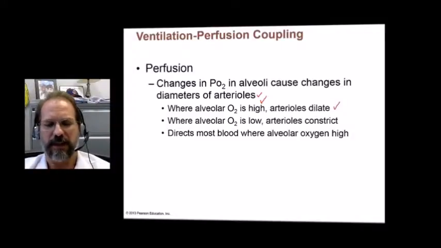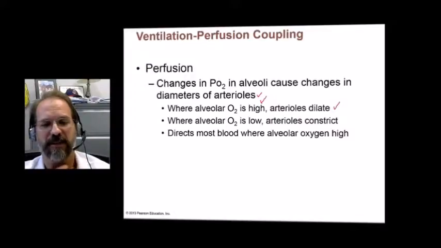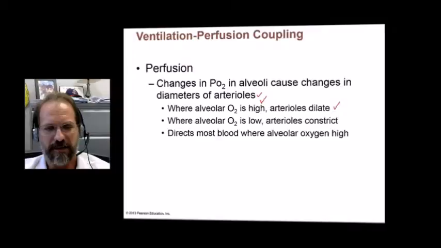Now this is somewhat contrary, because in the systemic blood vessels, if our O2 concentrations are high, the blood vessels actually constrict and slow down the oxygen delivery to that tissue because it doesn't need it. Here, if the alveolar O2 is high, the arterioles dilate to allow more oxygen to be diffused into the pulmonary capillaries. And just the opposite is true if we experience low alveolar O2.